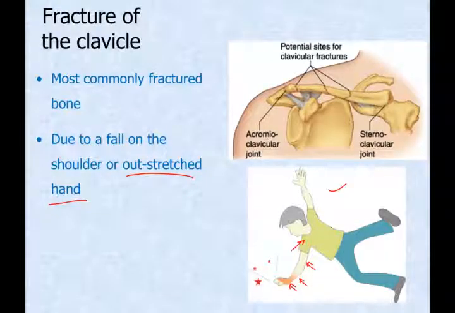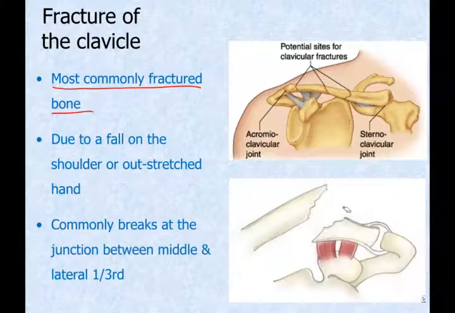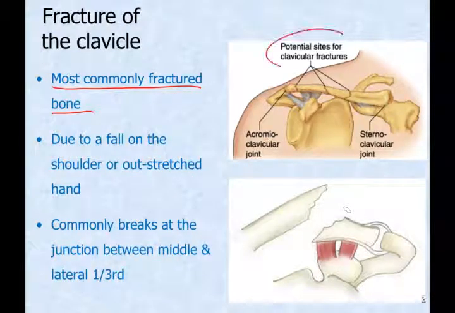They don't break at the same time. One weak place will usually break at a time. So remember that point. Now the clavicle also can break due to falling on the outstretched hand, especially in children. It can break at any place, as shown in this picture, but the commonest site for a break is the junction between the middle and the lateral thirds.